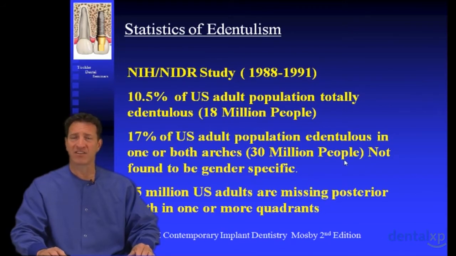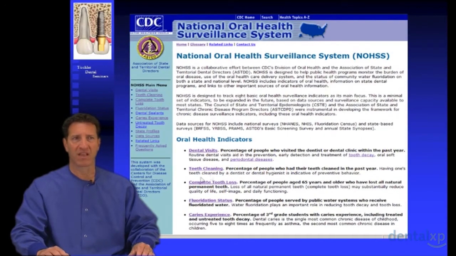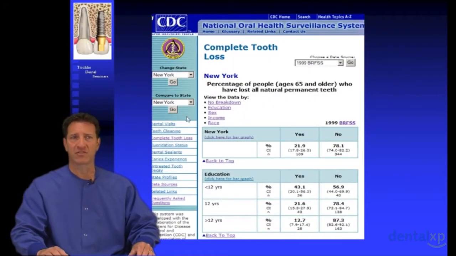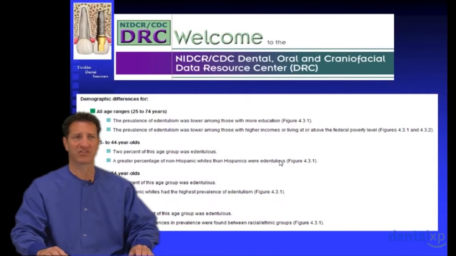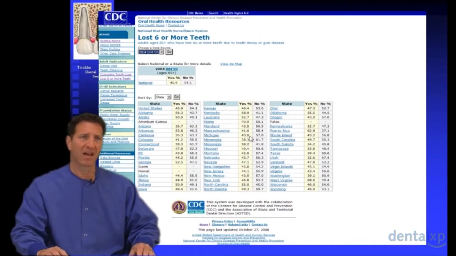In the country, there's a lot of edentulous people. 10%, according to the NIH, are totally edentulous. And I'll show you some more stats in a second. Almost 20% are edentulous in one or both arches, not gender specific. If you go to the CDC website, in certain states like New York, 22% over the age of 65 are totally edentulous, no teeth. And in other states, some of the more financially challenged states, West Virginia and Kentucky, it becomes quite high. In West Virginia, almost 42% of the adults in that state are totally edentulous. And this relates to socioeconomic issues that reflect on our society. There's certainly a lot of work to be done.